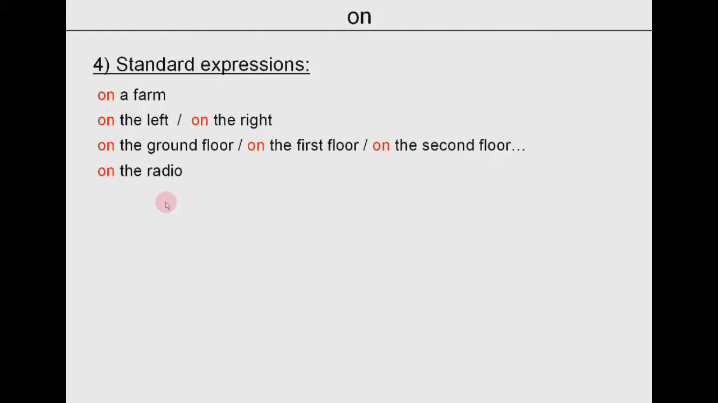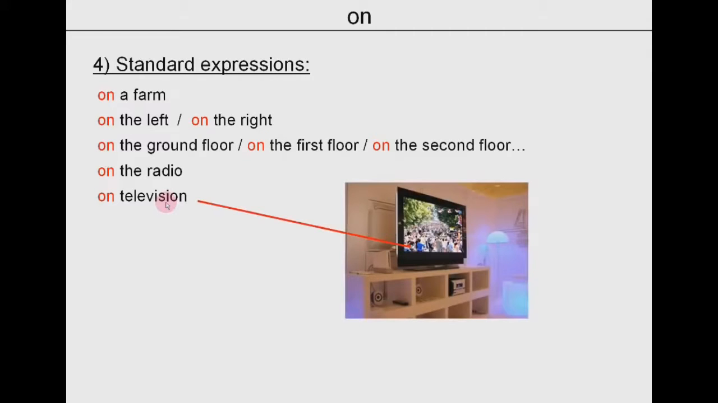On the radio, so for example, if there is a song on the radio. On television, for example, here we say there is a film on television. And we also say on a ship. There are a few other expressions, but those are the most important ones.